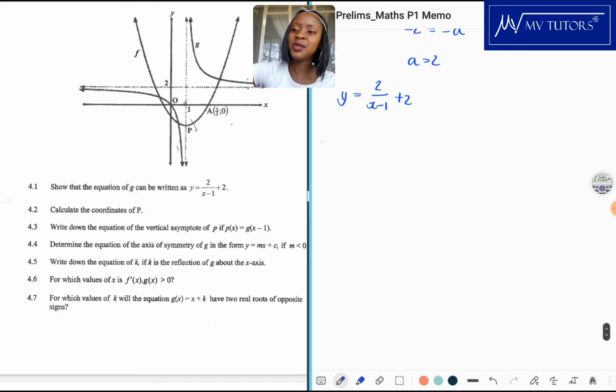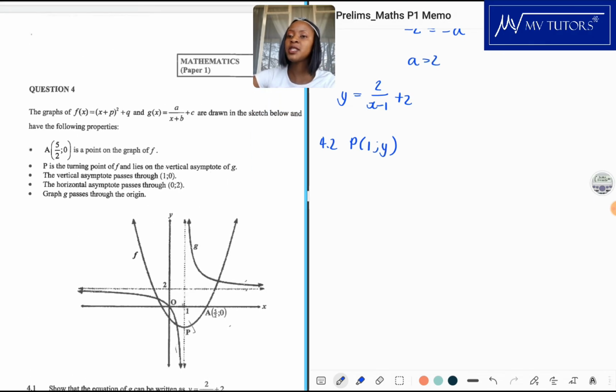Okay, so 4.2, calculate the coordinates of P. So that is your turning point. What do we know? We know the x coordinate of P. We know that P has an x coordinate of 1, but what would be y? So we know the x coordinate of the turning point. We have a point, the x-intercept, which is 5 over 2.